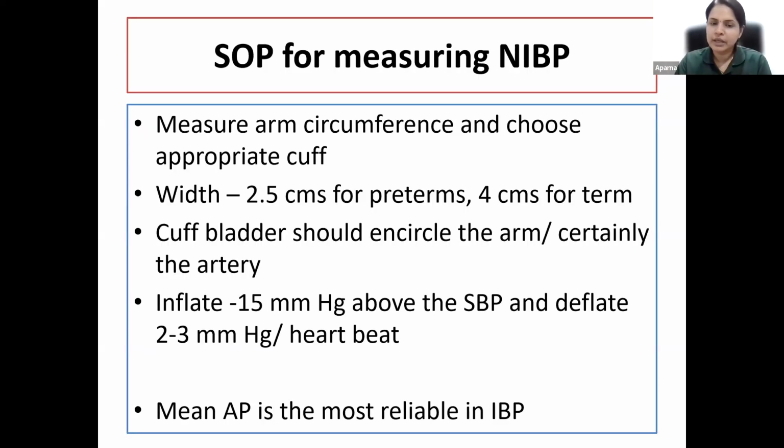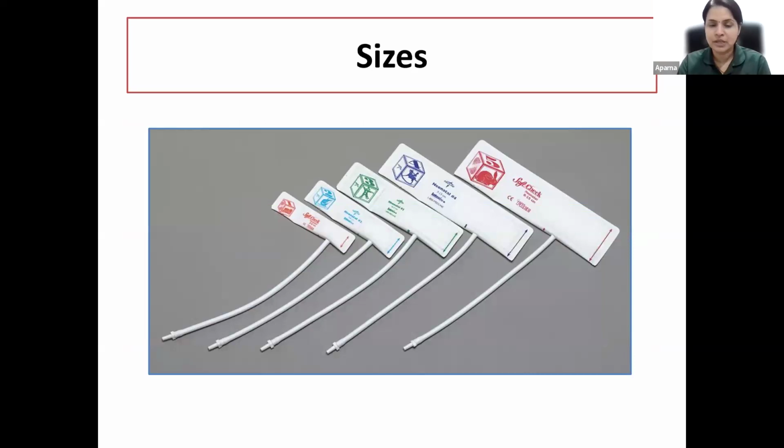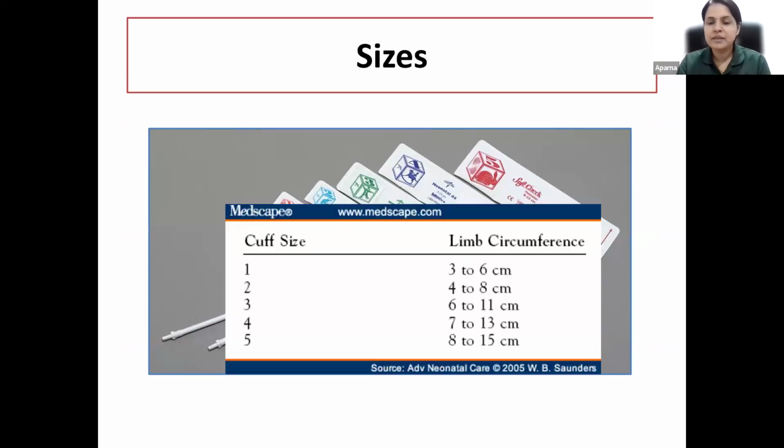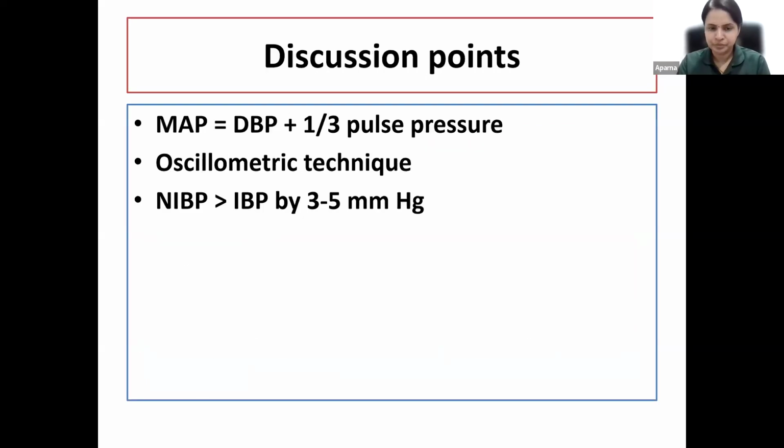In contrast to this technique, the mean arterial pressure measured by a pressure transducer connected to an arterial line most reliably measures the mean arterial pressure, unlike the systolic and the diastolic pressure. So these are the 5 different sizes and the arm circumference at which these cuff sizes are to be used.